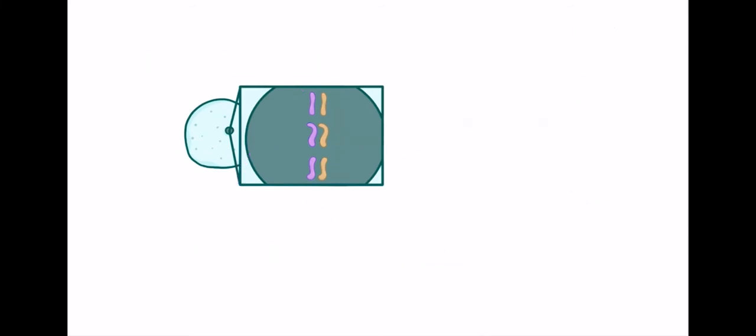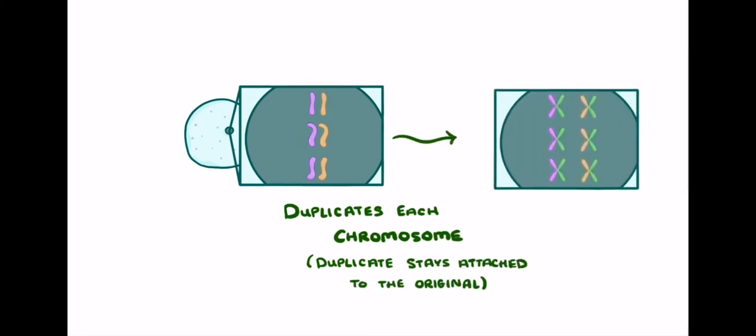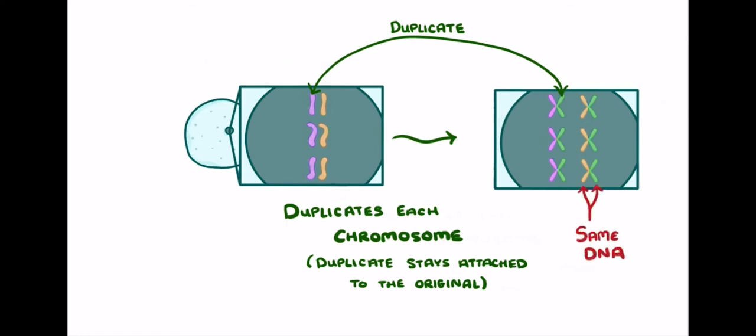As the cell continues to prepare for division, it duplicates each of the 46 chromosomes, but the duplicate stays attached to the original chromosome that it was copied from, so that together they form an X shape. Notice that each chromosome is colored half green. This is to highlight the fact that the right half of each chromosome is a duplicate of the left half that we started with. You might sometimes hear each half referred to as an arm. The result is that the DNA on the right arm of each X-shaped chromosome is the same as the DNA on the left arm of that chromosome.